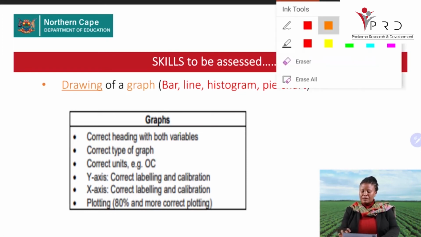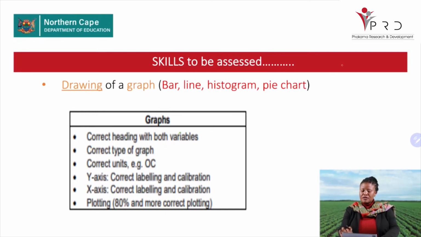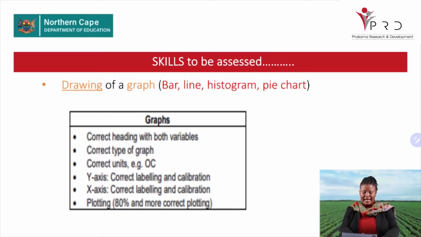If you are talking about the price and you are also talking about the quantities of oranges that you must buy, those are the variables. You look at quantities at the same time you look at the price. All right, so you look at the heading with both variables. Secondly, you must respond to the question. If the question says you must draw a line graph, draw a line graph.